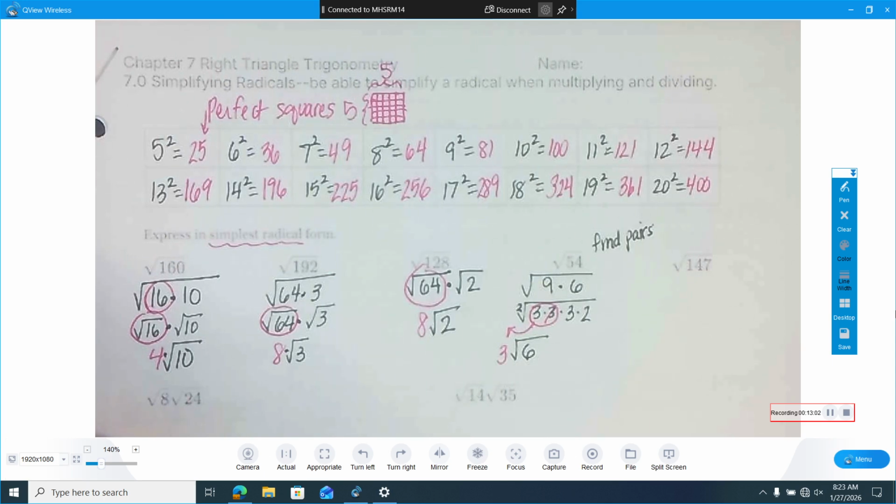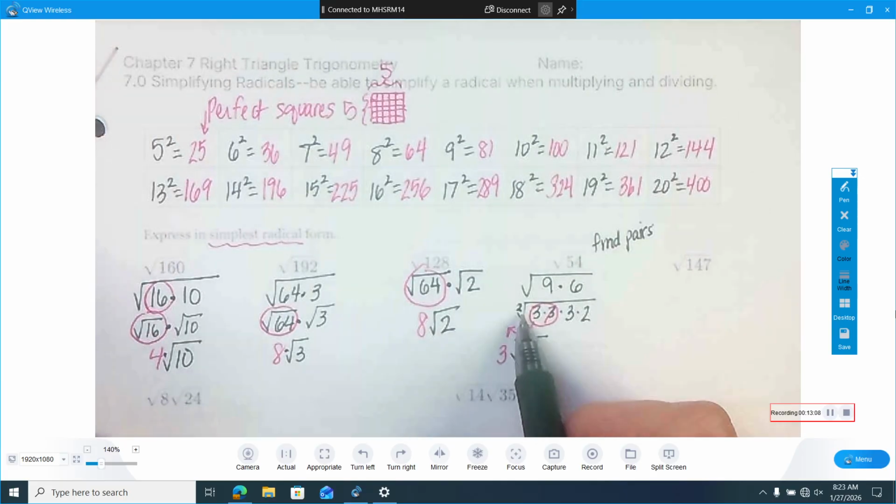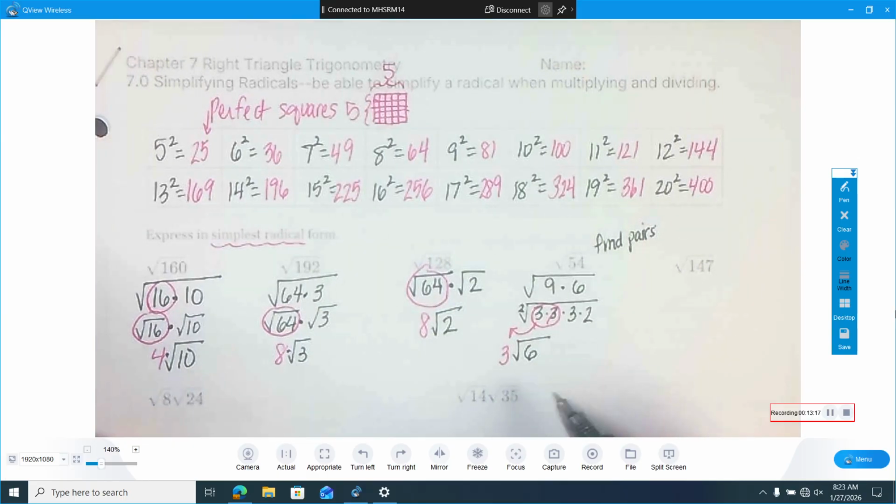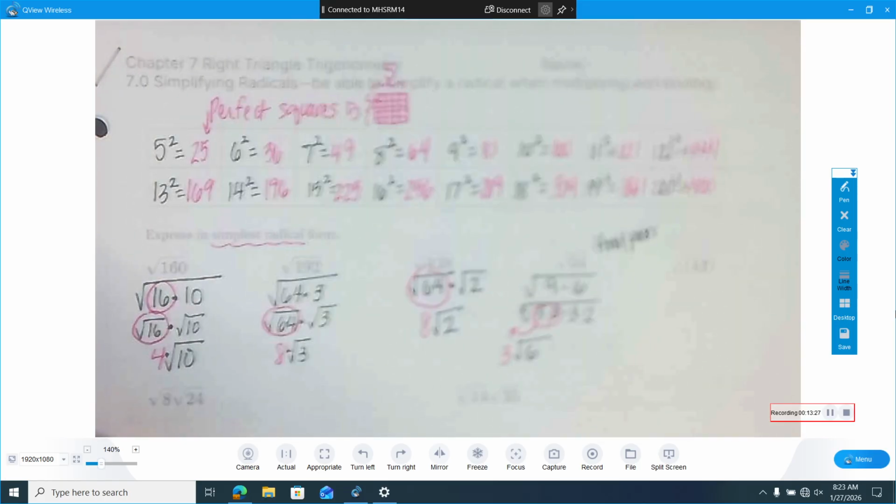Now, I love this method, and when it's Algebra 1, this is how I teach it, because it works for whatever the index happens to be. So right now we're practicing square roots, but next year in Algebra 2, you're going to be doing cube roots and fourth roots and fifth roots. And this method works every single time. A cube root, we're looking for 3 of a kind. A fourth root, we're looking for 4 of a kind. And if you break it down to your primes, you're always going to get the right answer.